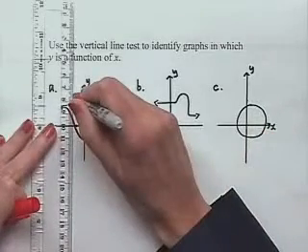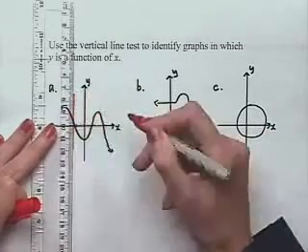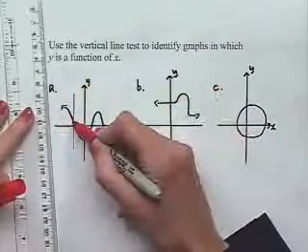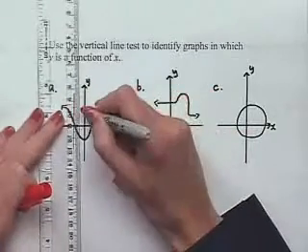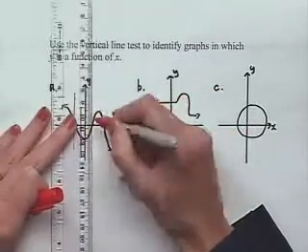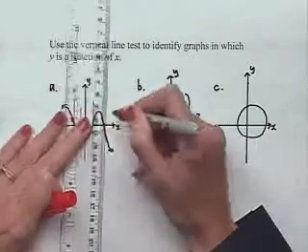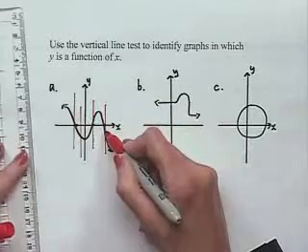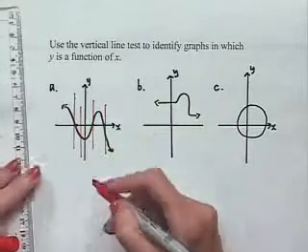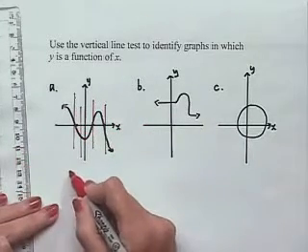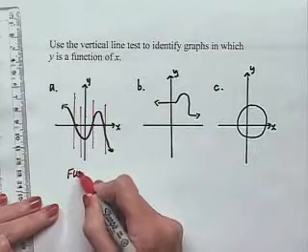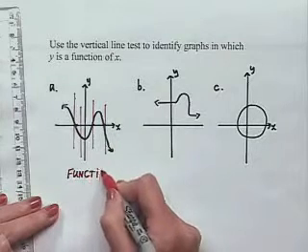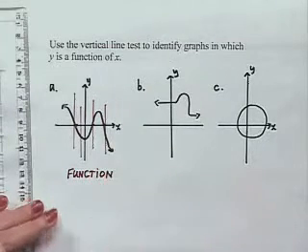So for instance, in my first example, I notice that I can draw a vertical line that hits it at one spot, and in fact, if I go through a repertoire of a bunch of vertical lines, we can see that no matter what vertical line I draw, it will hit the graph at most once. Because of this, we say that we have a function. What's occurring is that for each x, there's one and only one y that corresponds.